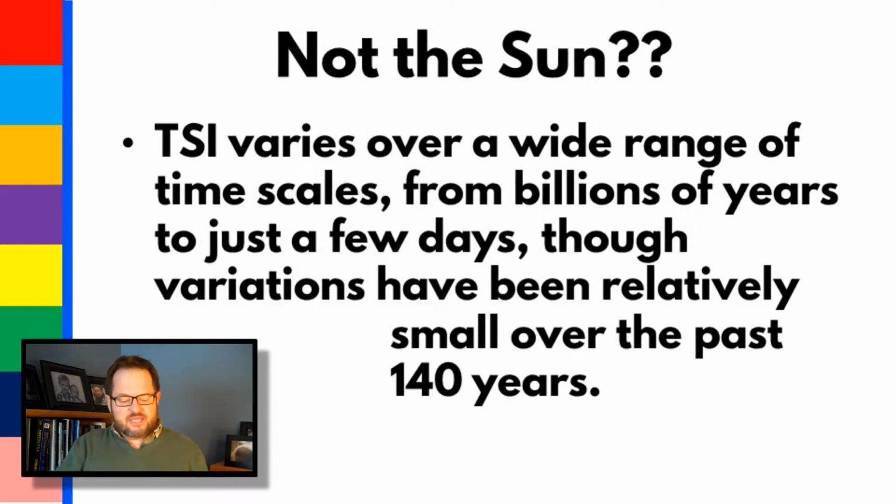And it is true that there is variability in the TSI. The sun does not produce the exact same amount of radiation all the time. That varies over a wide range of scales, from billions of years to literally just days. We have observatories that monitor how much radiation the sun is giving off, and we study it. And what we know is that over the last 140 years, the sun changes all the time, from hour to hour, from day to day. But the changes are relatively small.